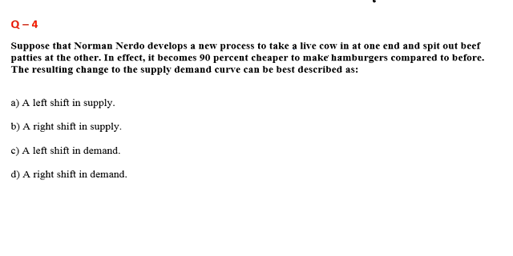Question number 4. Suppose that Norman Nerdo develops a new process to take a live cow in at one end and split the beef patties at the other. In effect, it becomes 90% cheaper to make hamburger compared to before. So basically the price we pay to have the hamburger is 90% cheaper, so the supply is affected. The resulting change to the supply and demand curve can be best described as, let's look at the supply curve.